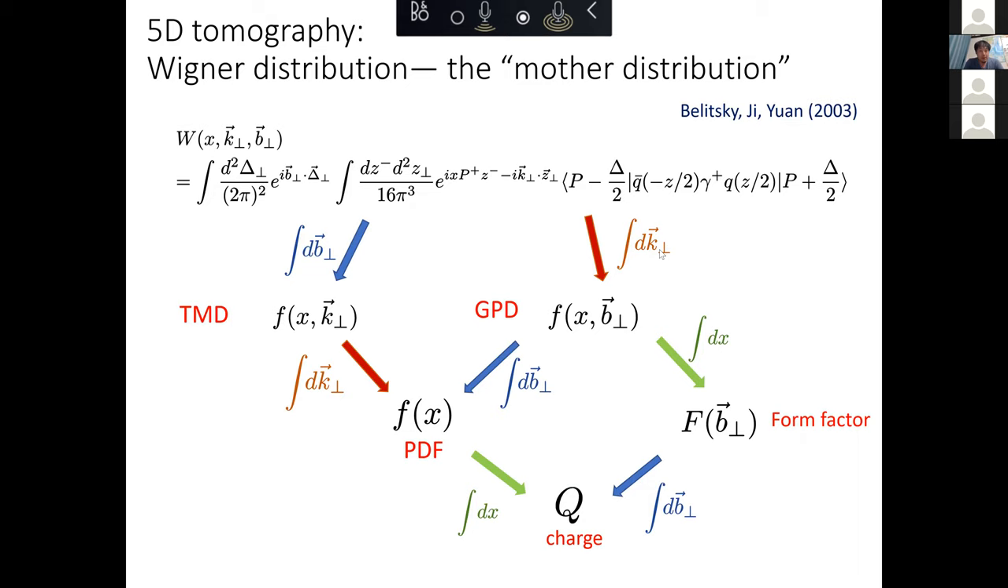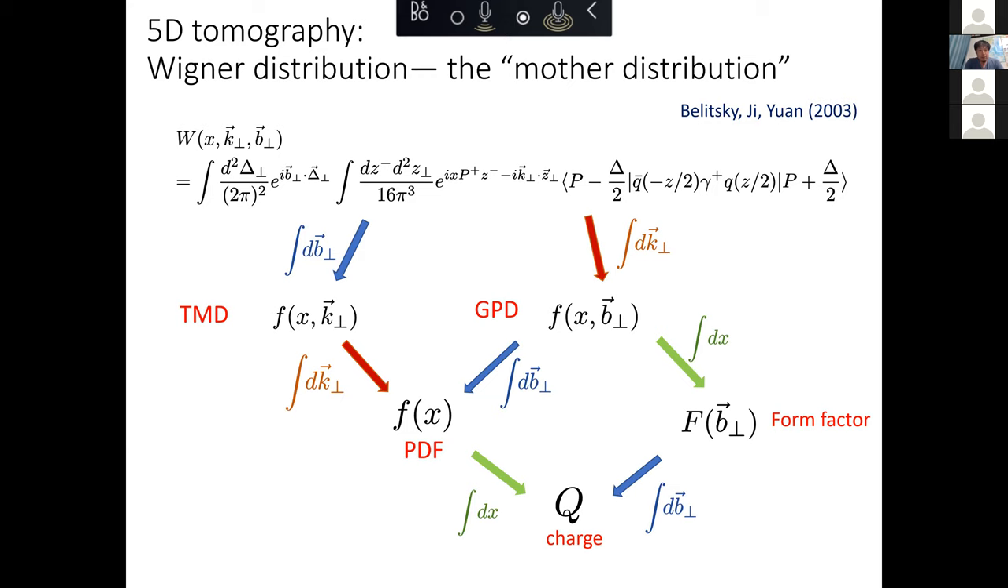You have this non-forward matrix element. The initial and the final states are different, the momenta are different. And there is a separation in the transverse direction, and thus k_perp is conjugate to the separation. And this distribution is often called the mother distribution function because if you integrate successively over b_perp and k_perp, then you can reproduce all the lower-dimensional distribution functions like TMD and GPD and PDF, everything. So basically, in principle, this distribution contains all the information about the single-proton distribution inside the proton.